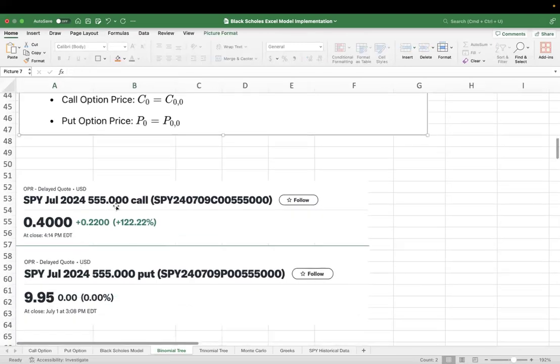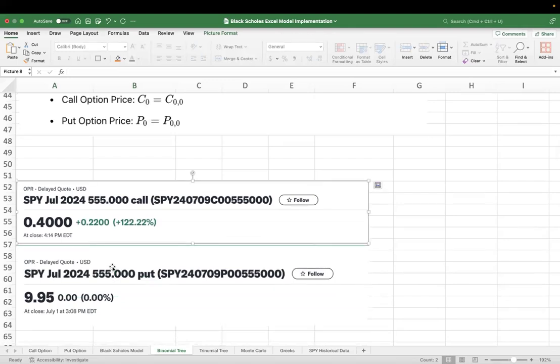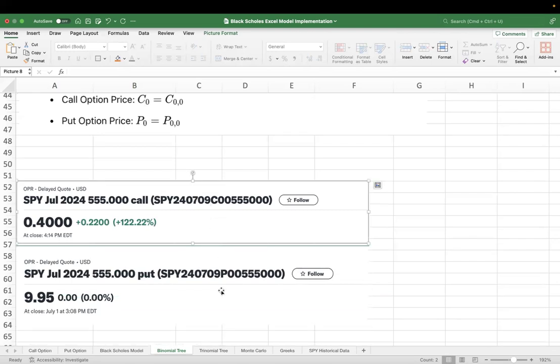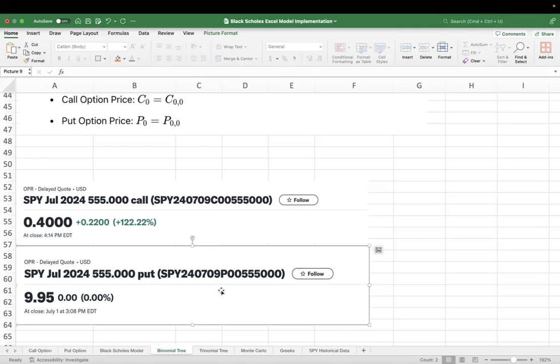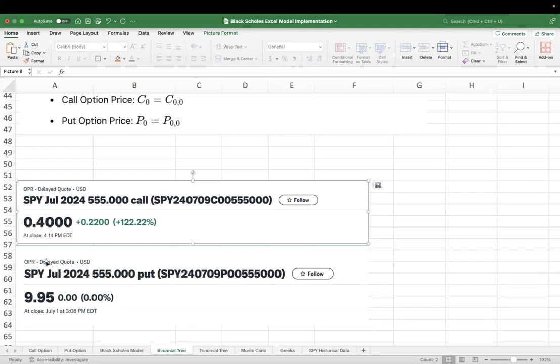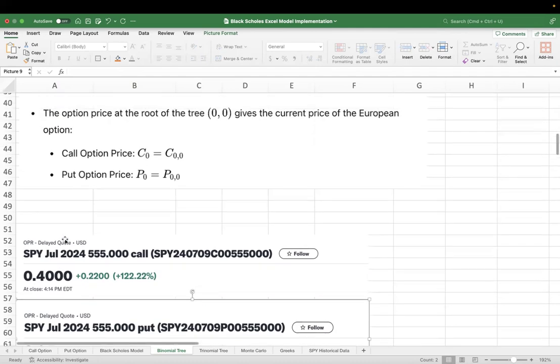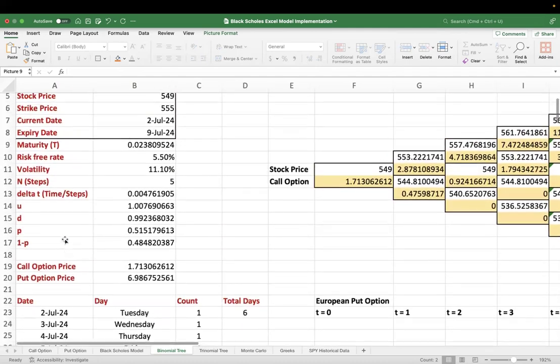So this is how it looks like. This is the screenshot I took from Yahoo Finance. The only difference between these two is that this is a call option contract and this one is a put option contract. Otherwise, both of them are 1 week expiry, and this one is priced at 0.4, whereas the put option is priced at 9.95. So this is the information that we have.